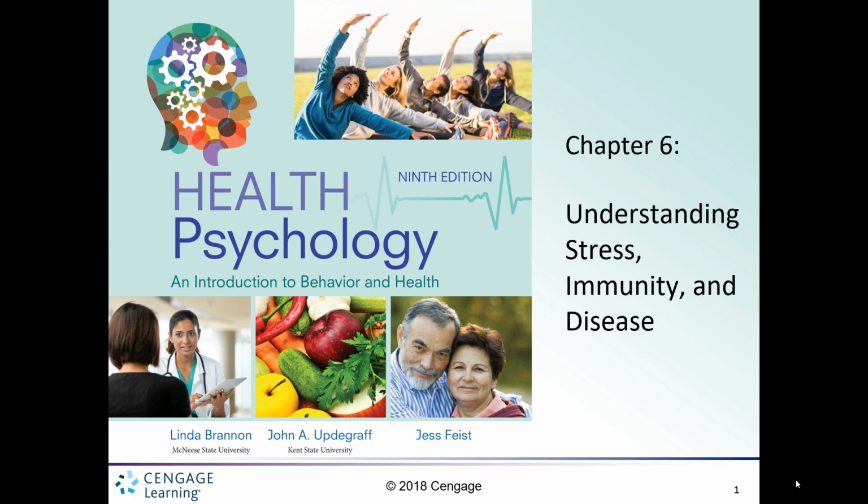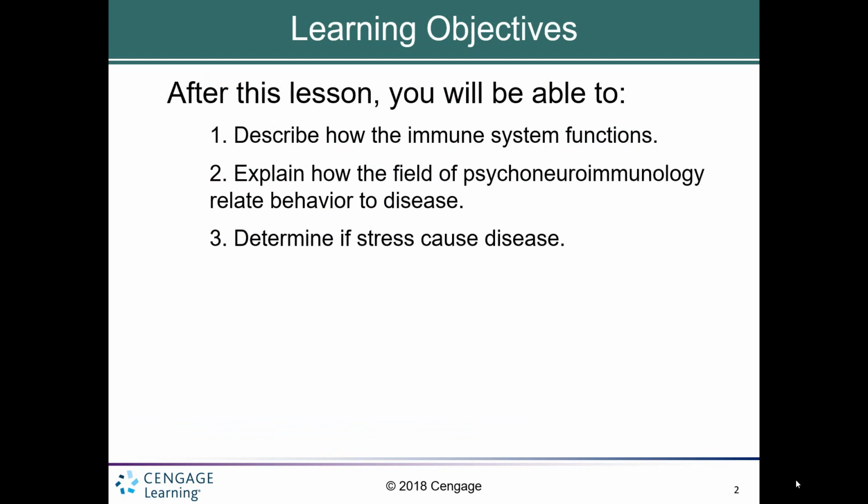Chapter 6: Understanding Stress, Immunity, and Disease. During your last lesson, you learned about the nervous system. The nervous system plays a central role in the physiology of stress.